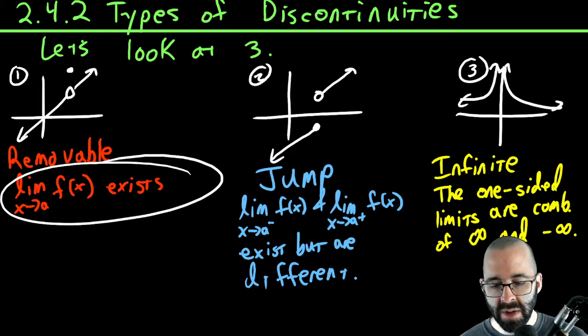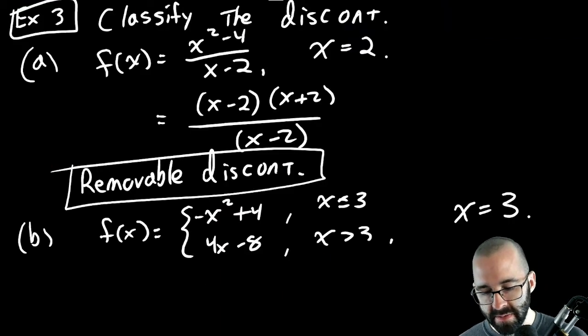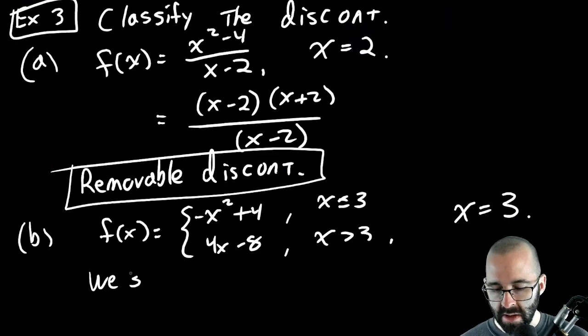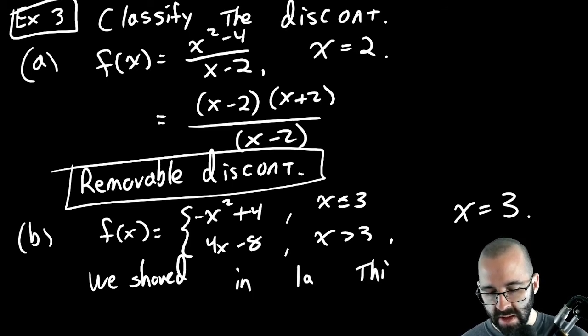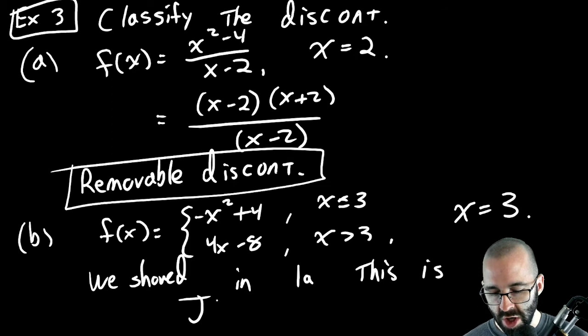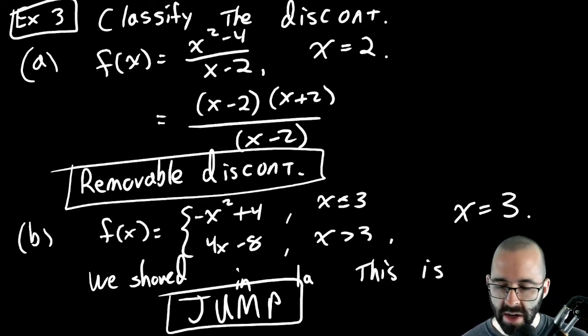What type of discontinuity is that? One-sided limits exist, but aren't the same? Jump discontinuity. All right? We showed in 1a, this is jump. All capital letters. The capital letters are not important. All right, last one, and then we'll take a look at these.